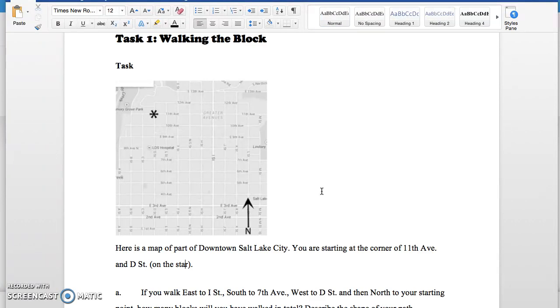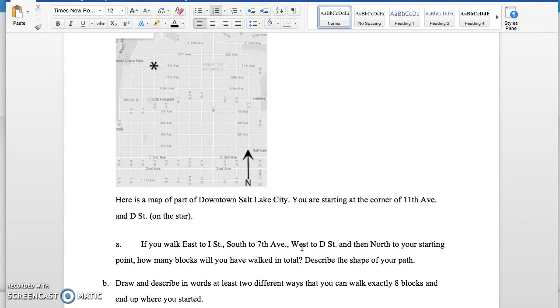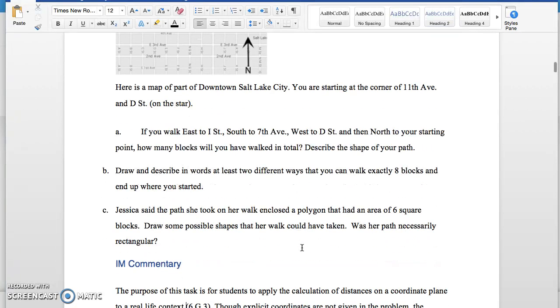So here was a map of downtown Salt Lake City. You are starting at the corner of 11th Ave and D Street on the star, and then you have to answer the questions. If you were to walk certain areas, describe the shape of your path, draw and describe in words at least 2 different ways you can walk exactly 8 blocks and end up where you started. Jessica said the path she took on her walk enclosed a polygon that had an area of 6 square blocks. Draw some possible shapes that her walk could have taken. Was her path necessarily rectangular?